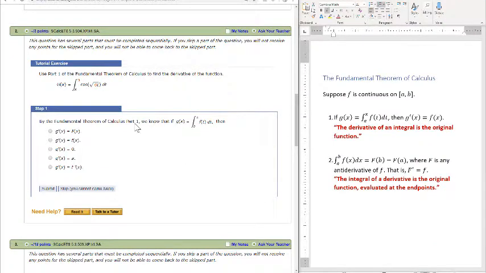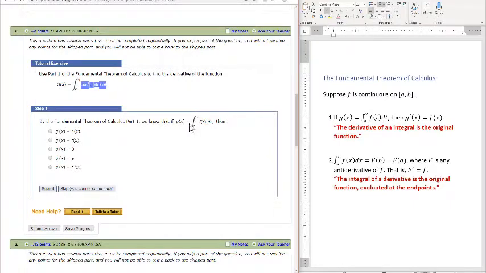Let's take a look at a problem from your lab assignment, section 5.3. It says use part 1 of the fundamental theorem of calculus to find the derivative of the function G of x, which is equal to the integral of cosine square root of 6t dt, and we're taking the limits from x to 3.